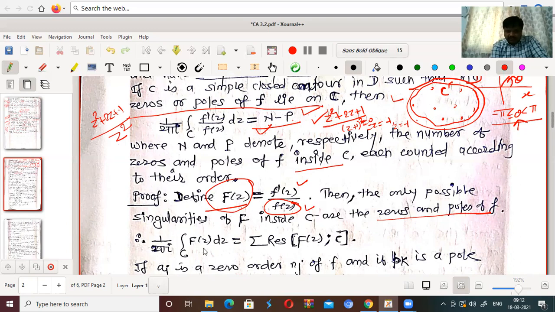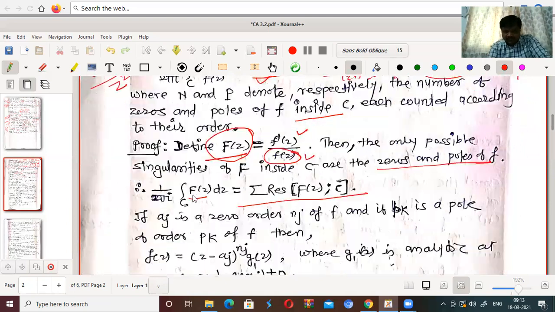Therefore 1 upon 2 pi i integral over C of capital F of z is nothing but the sum of all residues of capital F of z in C. This is by using the residue theorem.